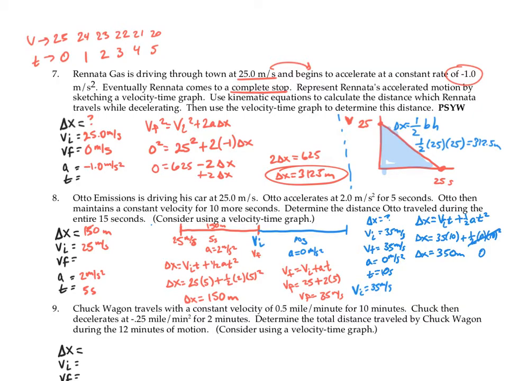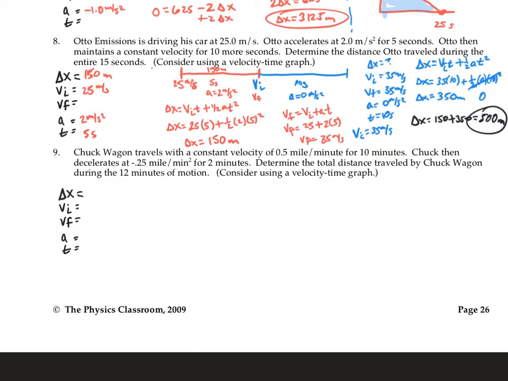So now the blue section was 350, the red section was 150. So the total displacement was 150 plus 350, or 500 meters. All right, so now let's go to number 9.